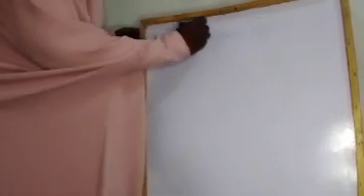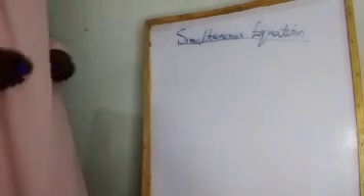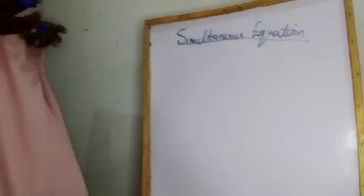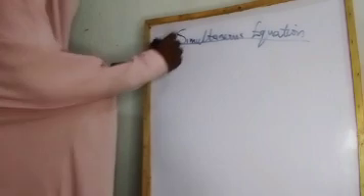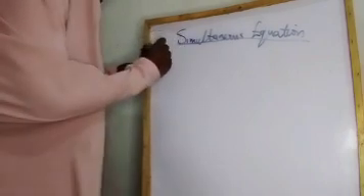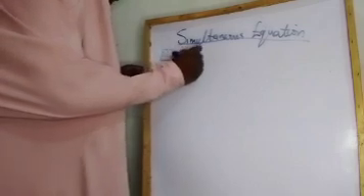I'll be taking you through simultaneous equations. Let's put that on the board. So let's do some examples so that we're able to understand what simultaneous equations are in mathematics. So these are some examples that we're putting on the board. Example 1.